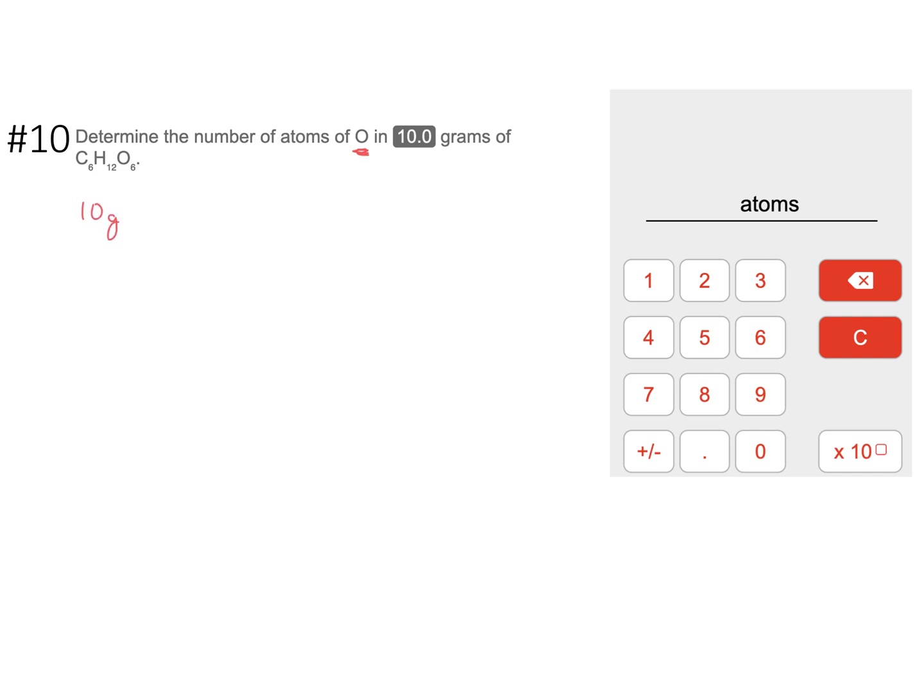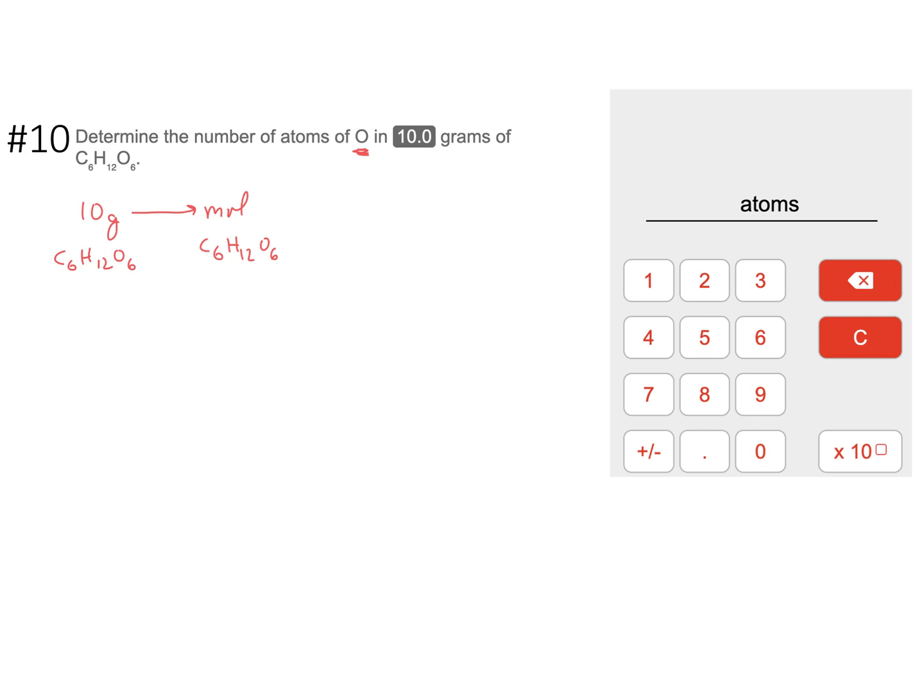I can go from 10 grams. Anytime I have mass, the next step I should be thinking about is moles. So that'd be 10 grams of glucose, and that would give me moles of glucose. And then from there, I can find molecules of glucose.